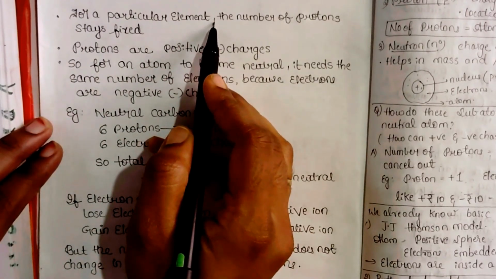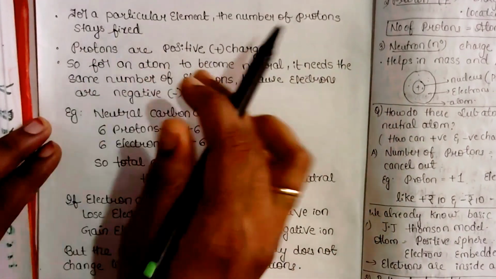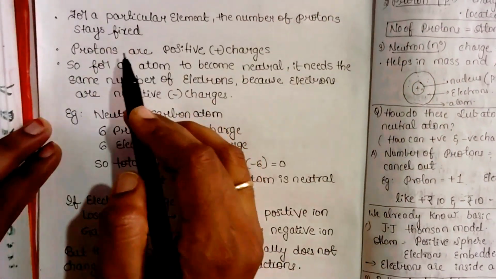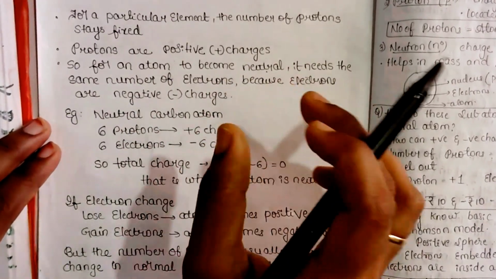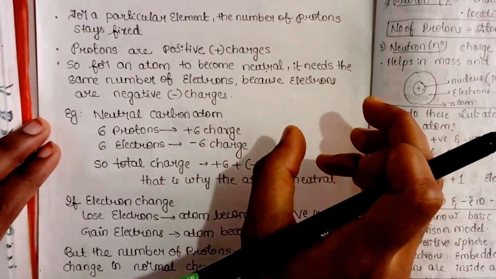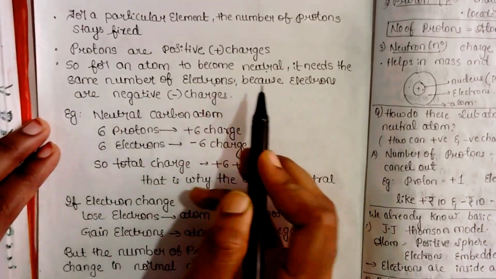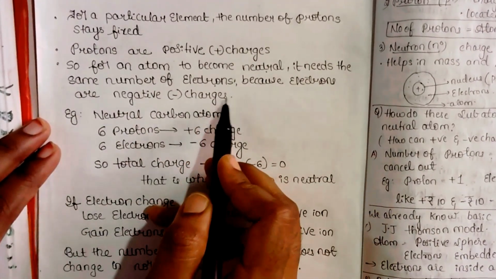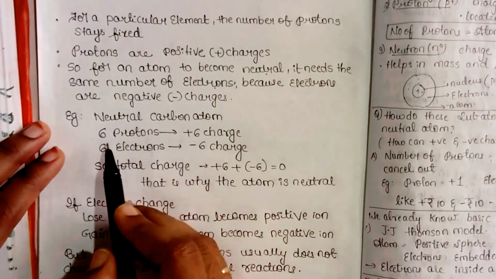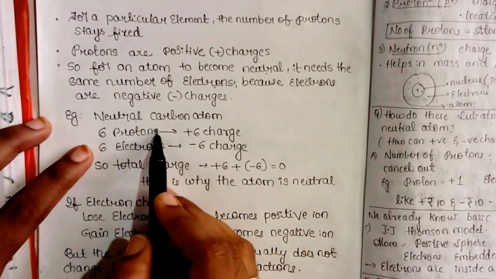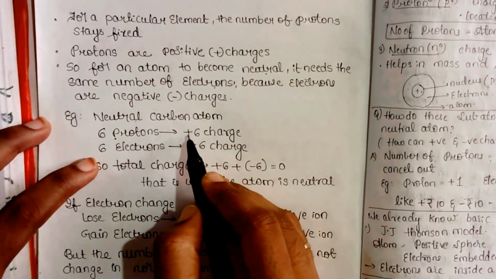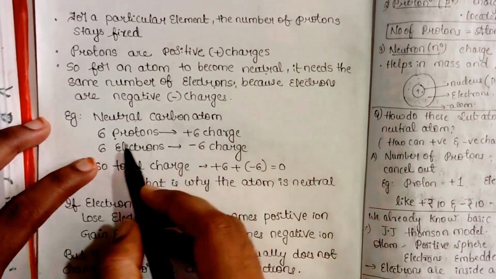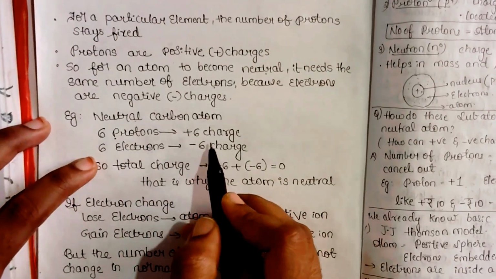I'll explain this in an easy way. Suppose we take a particular element, the number of protons stays fixed. The protons will always be fixed. Protons, we know, are of positive charge. So for an atom to become neutral, it needs the same amount of electrons, right? Because electrons are negative charges. If we take the example of carbon, that is neutral, it has 6 protons. Carbon means atomic number is 6, so number of protons will be 6. Charge of the carbon protons is +6. So electrons will also be 6, then -6.